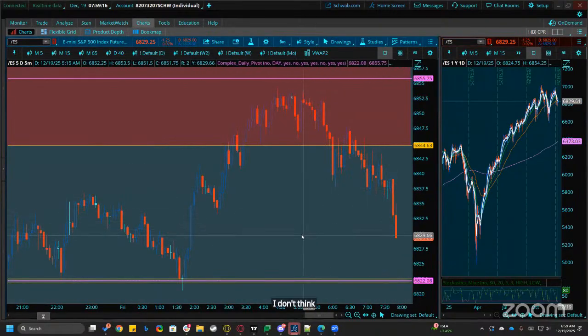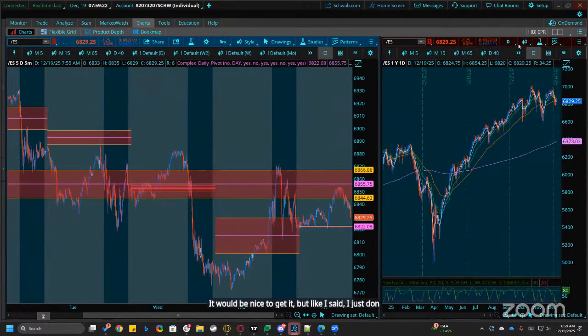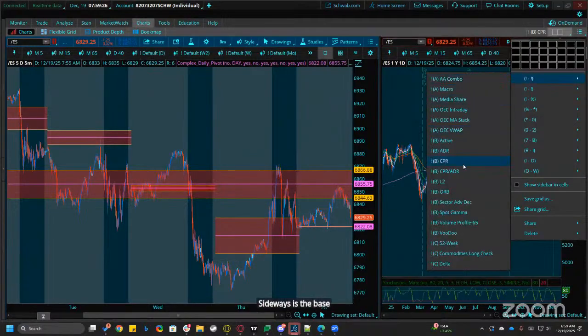I don't think it agrees with me. It would be nice to get it, but like I said, I just don't see it. Sideways is the base case argument.